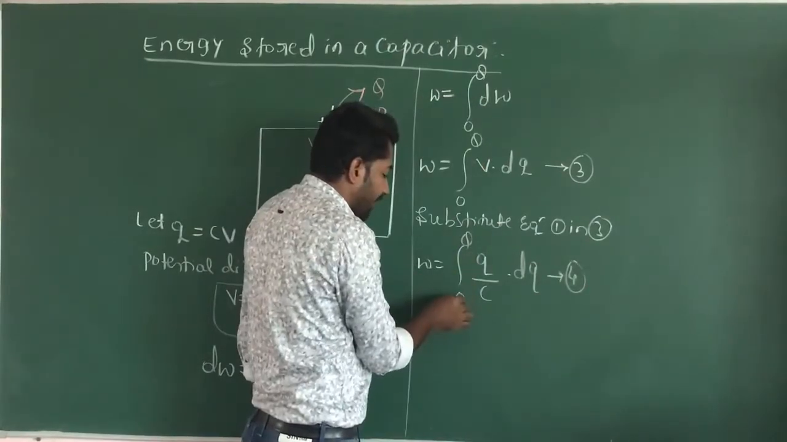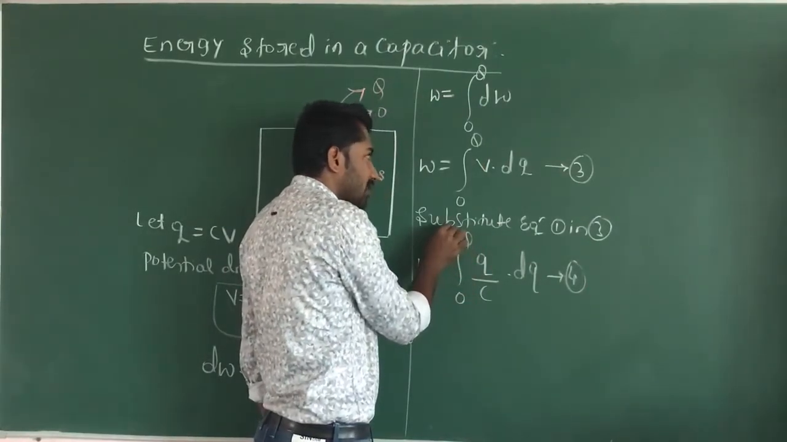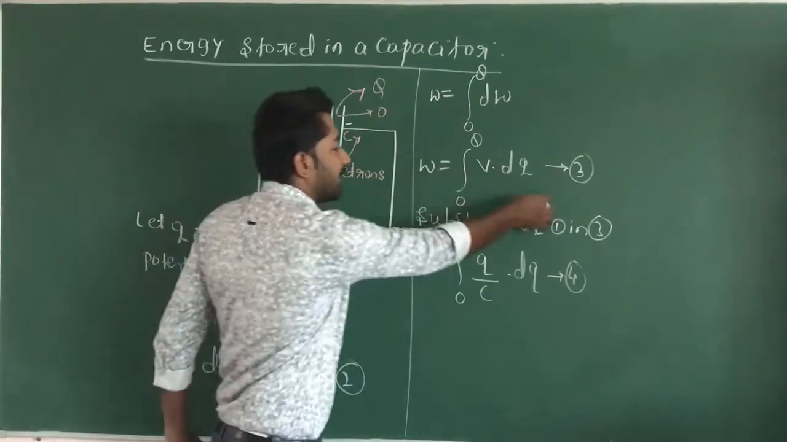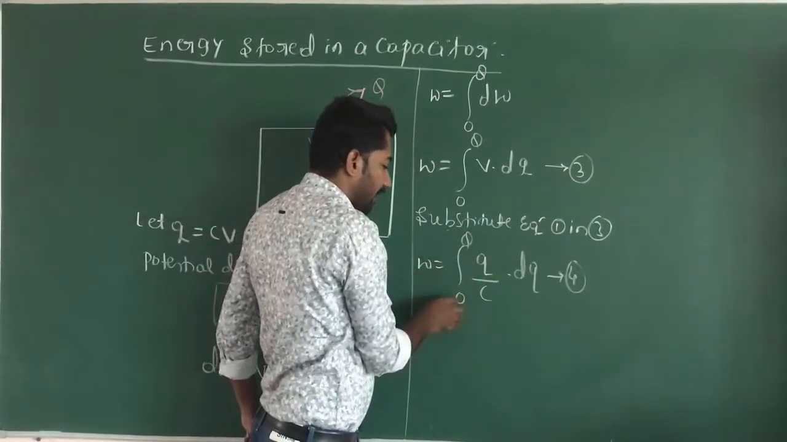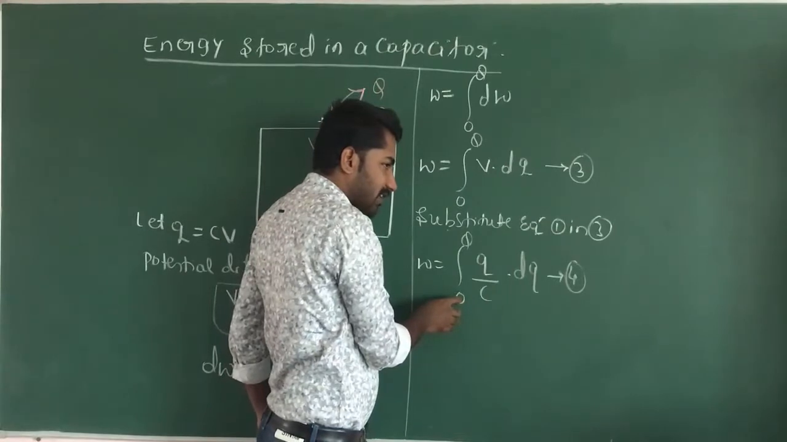W is equal to integration from 0 to Q. When you substitute equation 1 in equation 3, we get W is equal to integration from 0 to Q. Initially it is an uncharged conductor.